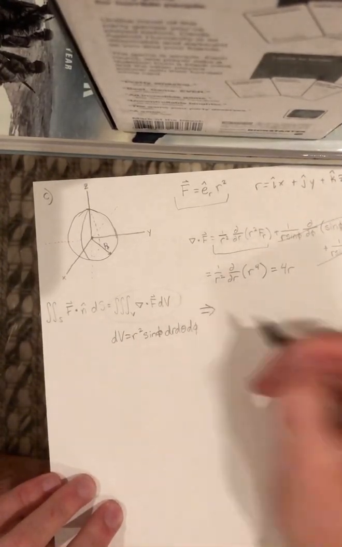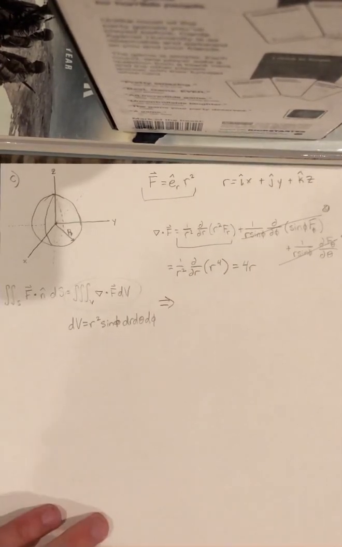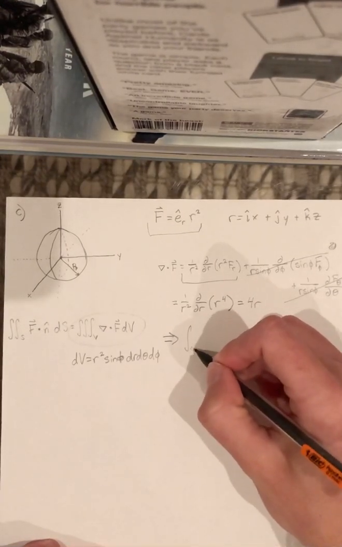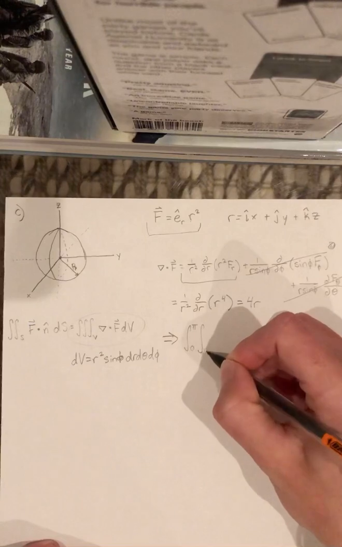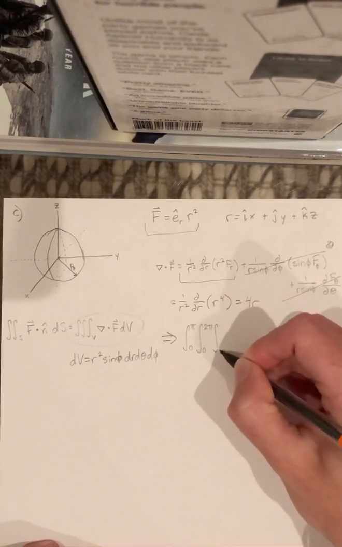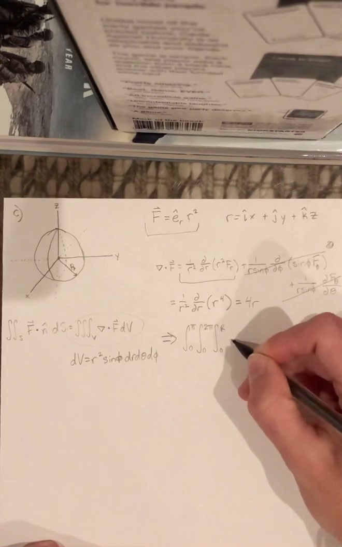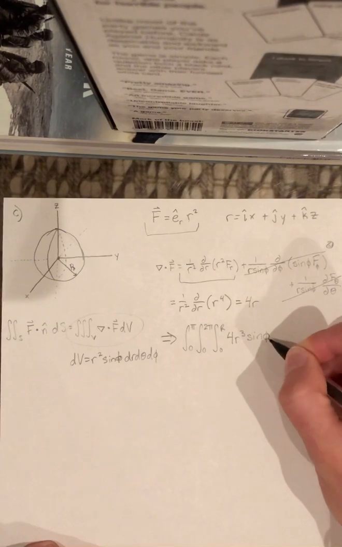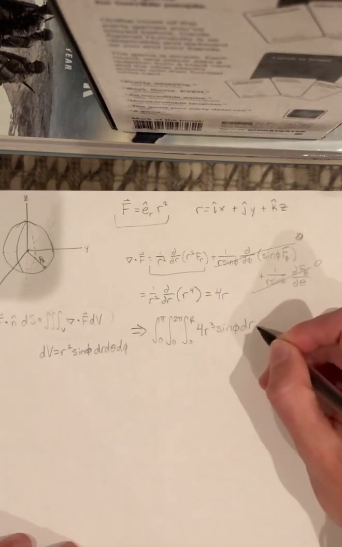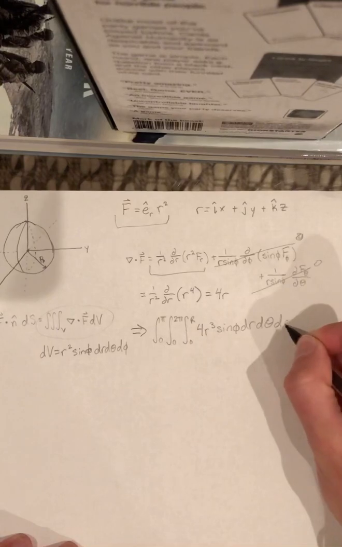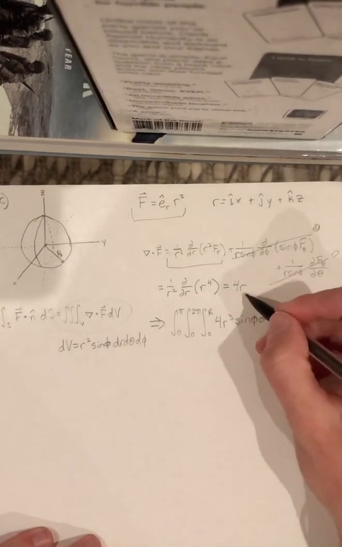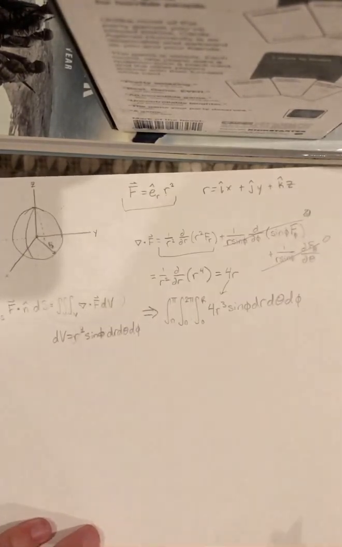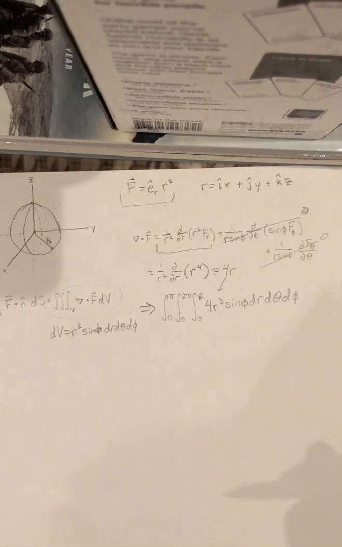So we can move this over here. This is going to turn into integral from 0 to pi, integral 0 to 2 pi, integral 0 to r of 4r cubed sine phi dr d theta d phi. Again, it's going to be 4r straight in here, and then multiplied by the r squared coming from dv. It's going to be 4r cubed sine phi dr d theta d phi.